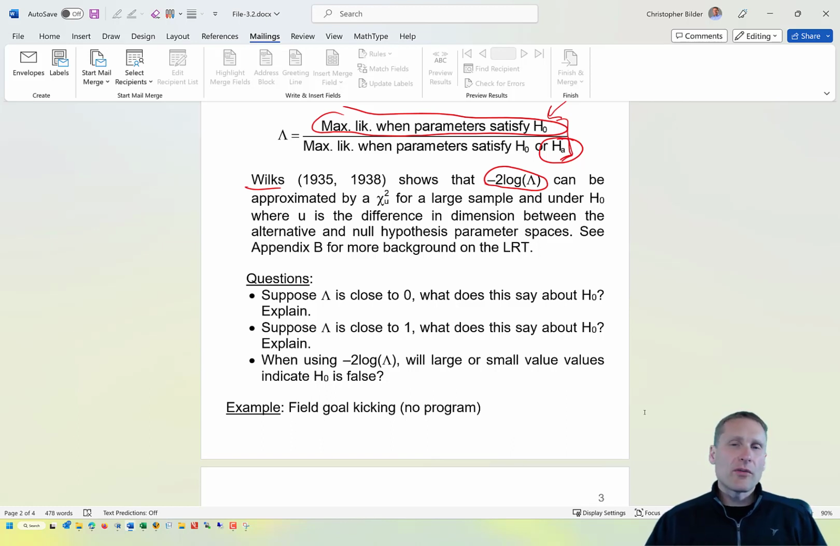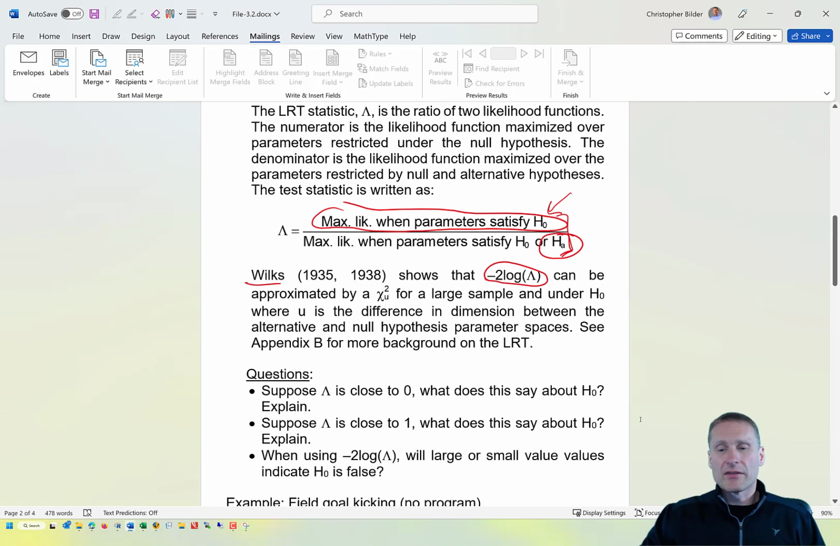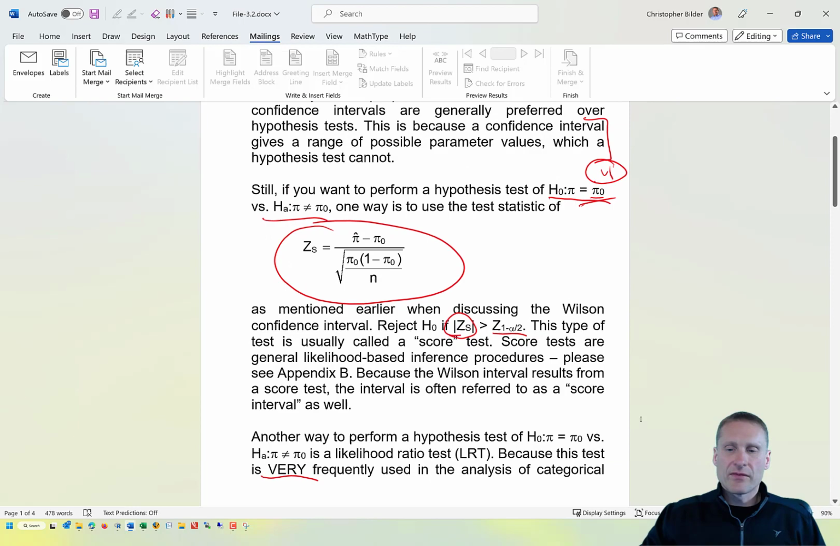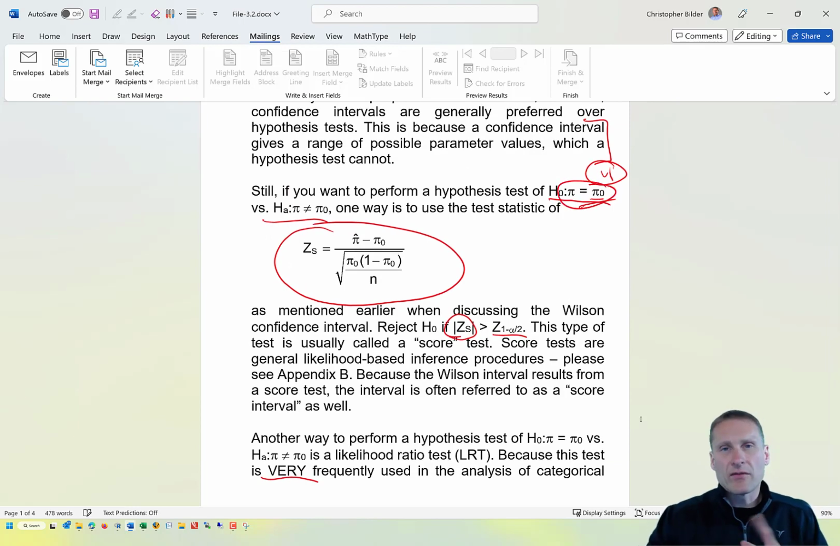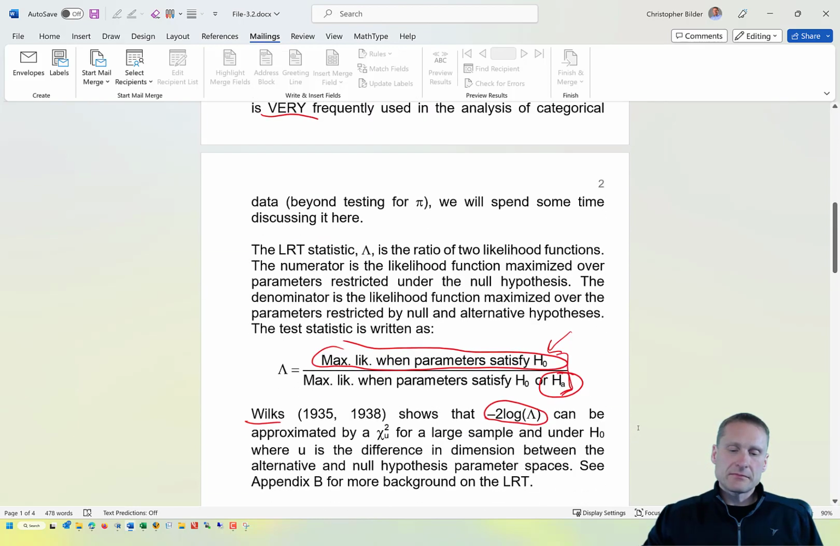For all the problems that we will look at in this particular course, u will simply be the number of parameters that we're testing in the null hypothesis. So in this particular case, I'm just testing one, so I have 1 degree of freedom. Okay.